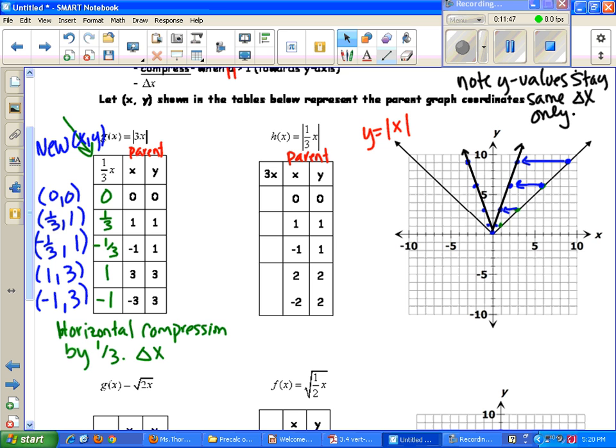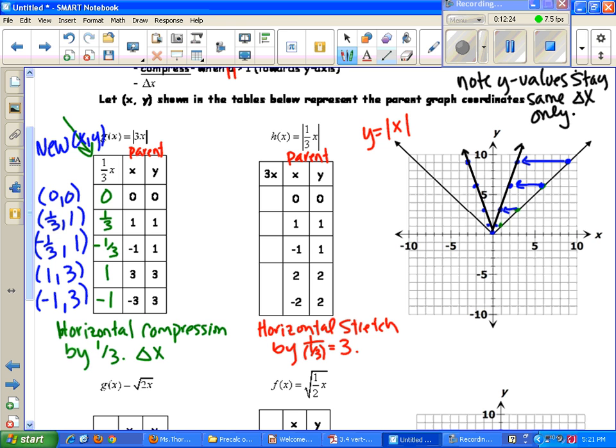So then for the next graph, if we look at it, we have the absolute value of 1/3 times x. So for this one, since 1/3 is in between 0 and 1, I know this is going to be a horizontal stretch by a factor of 1 over 1/3, which is really equal to 3. So we're stretching out our x values by 3. So I'm going to do this by the graph this time first, and then I'm going to make the table.